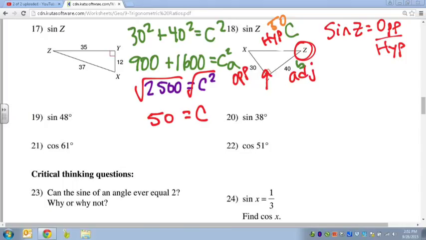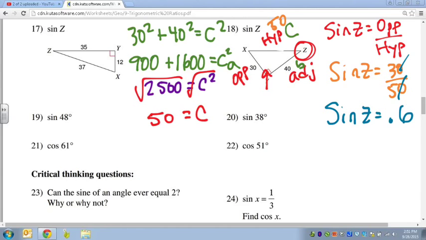So now we can do opposite over hypotenuse, which for this triangle would be 30 over 50. And if we're reducing fractions, which I should always be in the practice of, we can cross off some zeros, and then it's just 3 over 5. And hopefully you don't need a calculator to know that 3 divided by 5 is 0.6. So I go to my fancy chart, and I go to 0.6 in the sine column, and it's really close to 37 degrees. So I know that angle Z is 37 degrees.